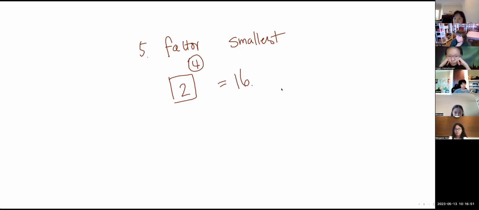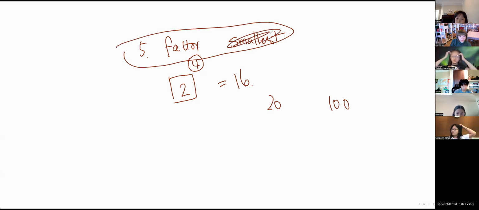I want this number bigger than 20 and smaller than 100. Still 5 factors. And this time I want this number bigger than 20 and smaller than 100. 5 factors? Yeah, 5 factors. Okay.